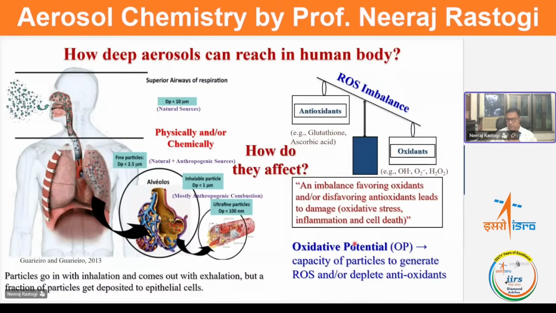And again, if you recall this word, oxidative potential: the capacity of particles or aerosol to generate ROS and or deplete antioxidants is called the oxidative potential. So if an aerosol has high oxidative potential, it will cause more ROS imbalance. If it has less oxidative potential, it will cause less ROS imbalance. Usually, natural aerosols have less oxidative potential, whereas anthropogenic aerosols have much more oxidative potential. That means anthropogenic aerosols are very toxic compared to natural aerosols.